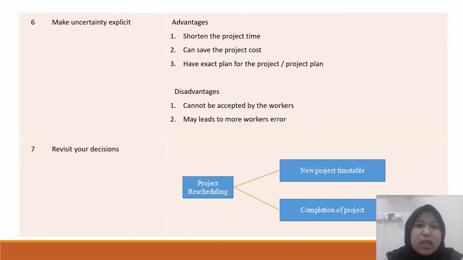After that, the next step is to make uncertainty explicit. The advantages of rescheduling the project are that it shortens the project time and can save the project cost, and it also has an exact plan for the project. But for the disadvantages, it may not be accepted by the workers, and it may also lead to more human error. The last step in the principle of engineering economy is to revisit your decision, which, as we can see here, is that we choose to reschedule the project. So it gives a new project timetable, and the completion of the project can be shortened.